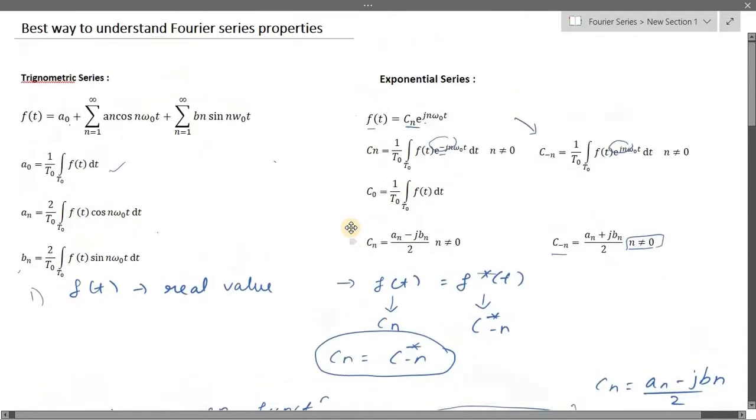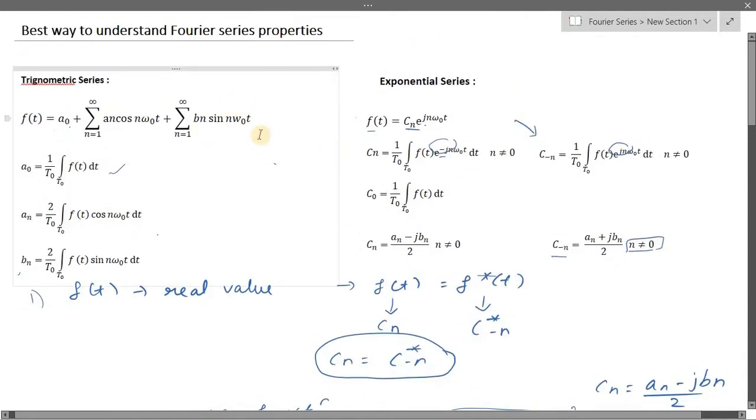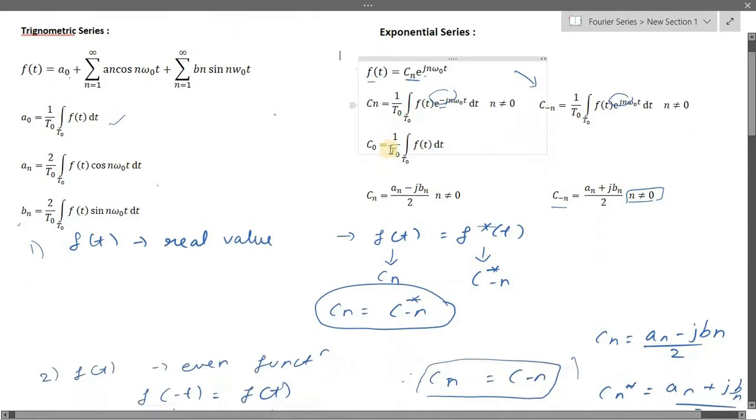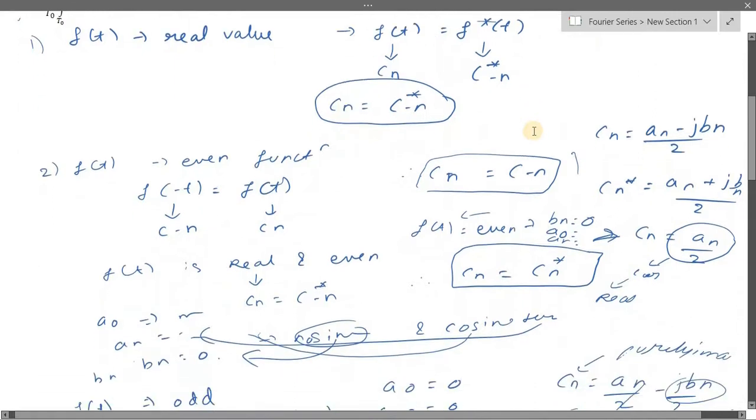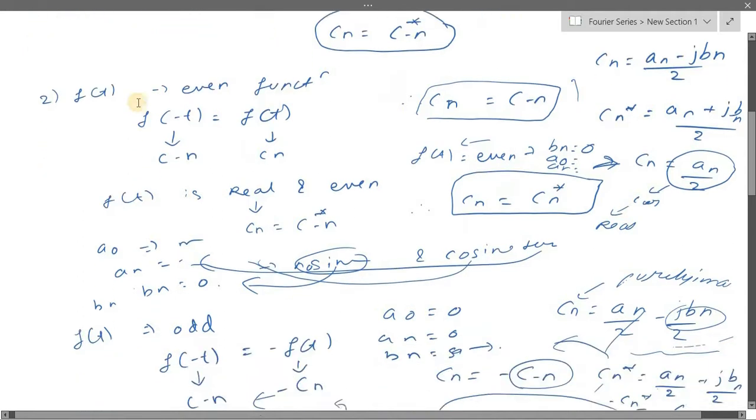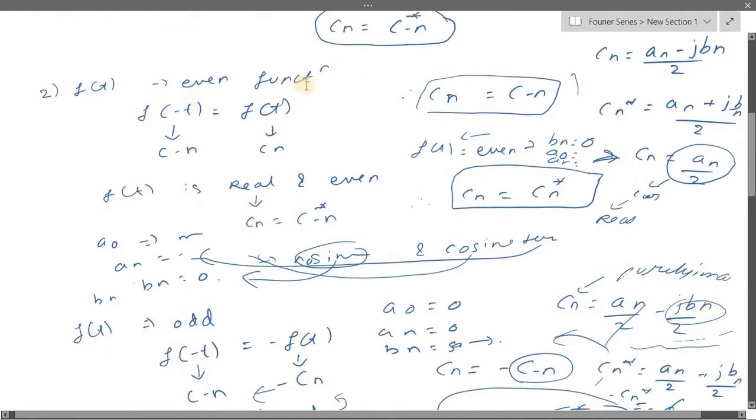Now to conclude this video, we started with the trigonometric series, and we said that we are not going to use the trigonometric series, we are going to use the exponential series. Why? Because you have only one coefficient in the exponential series. Then we saw the exponential Fourier series formula of f of t, c of n. We saw what will happen with c of n when you have f of minus t, and when you have the conjugate of f of t. We saw what will happen when your f of t is real valued, when it is even, and when it is real and even, and we also saw the nature of c of n when f of t is real and even.